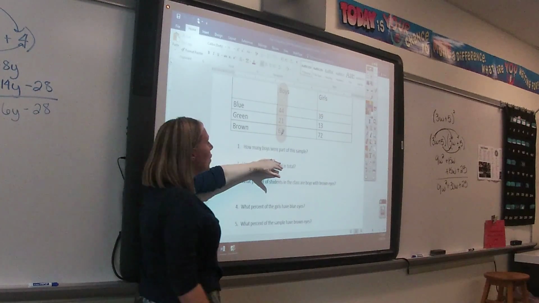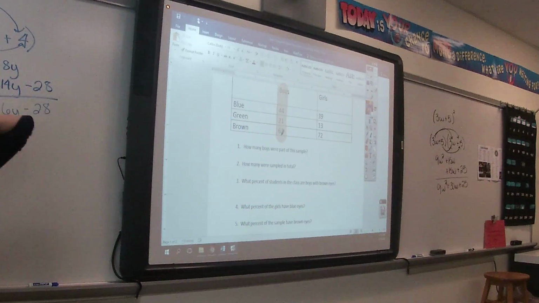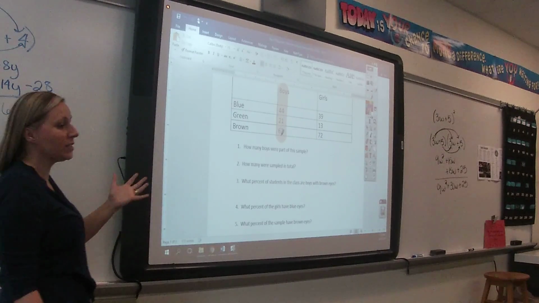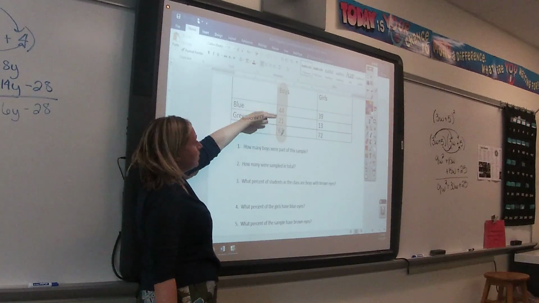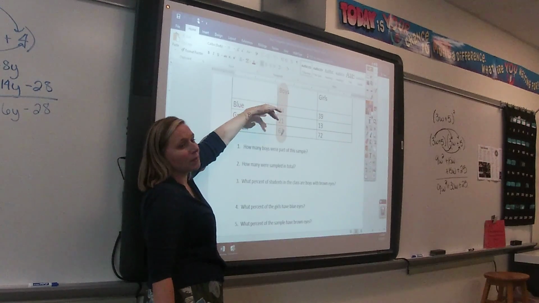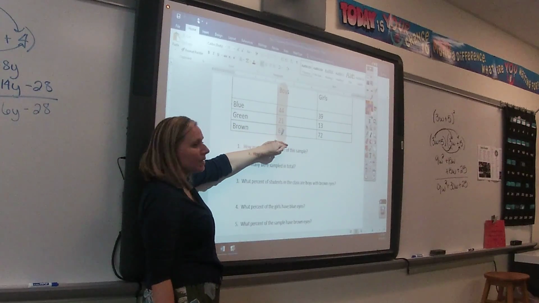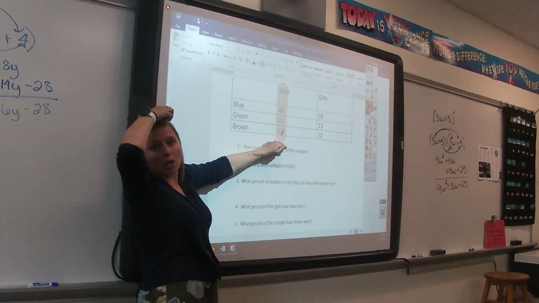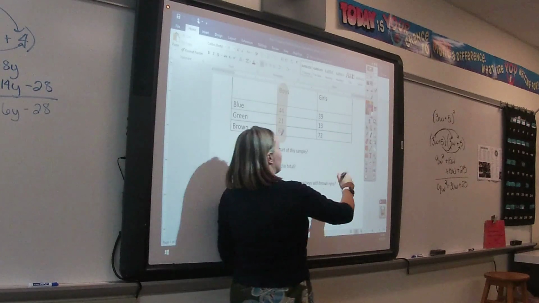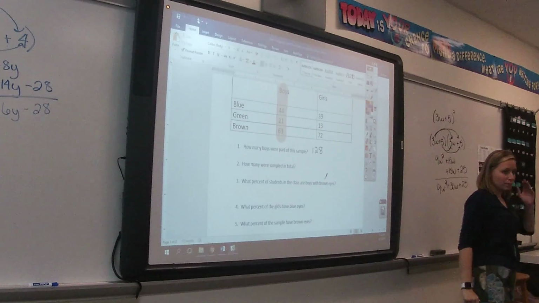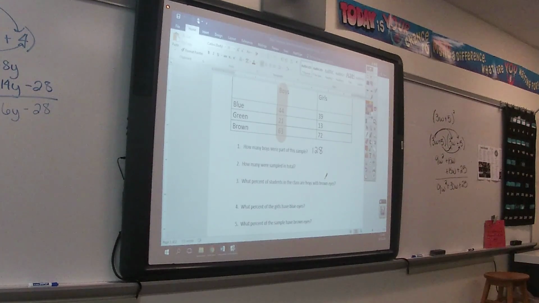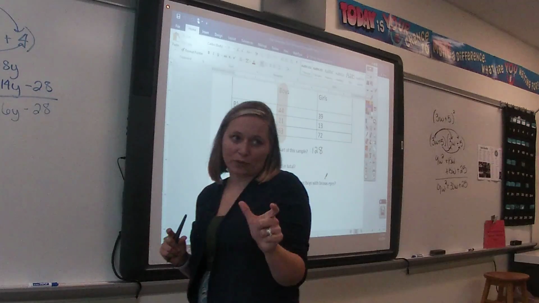If we look at how many boys were part of the sample, we go to our boys column and add up the total of how many boys were in the sample. Going down our list, add in your calculator 44 plus 21 plus 63. What do we get as our total? 128. So we would say there were 128 boys in the sample. This question is just asking how many. It's important that you note that difference when we go in reverse order after we've done percents.